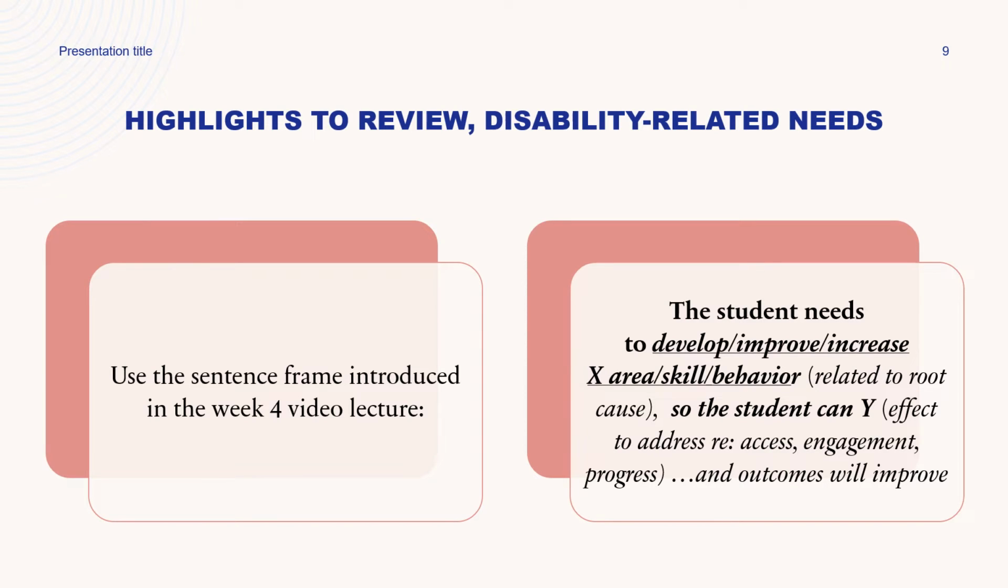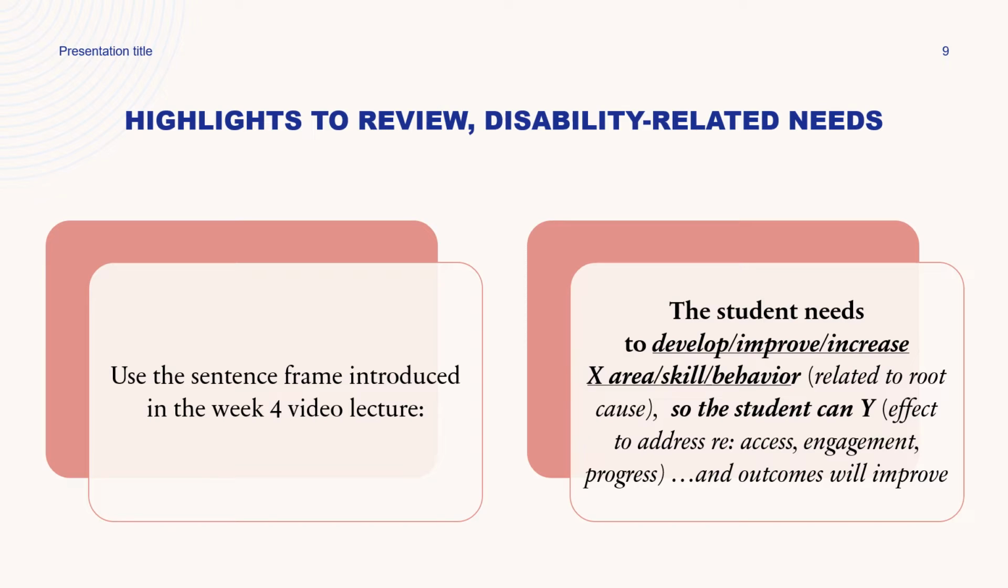For disability-related needs, more than just the phrase, "reading comprehension, written expression, reading fluency" should appear in that box. Use what you learned in the video lecture on writing IEPs. So the video lecture in week 4 from Maria gave us a sentence frame. The student needs to develop, improve, increase X area, skill, or behavior related to the cause of the disability so that the student can Y.